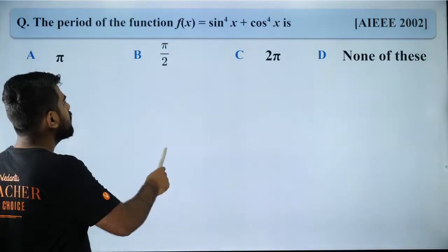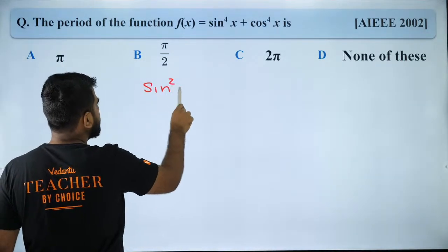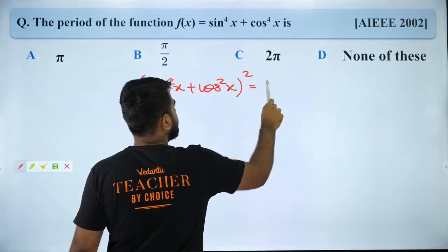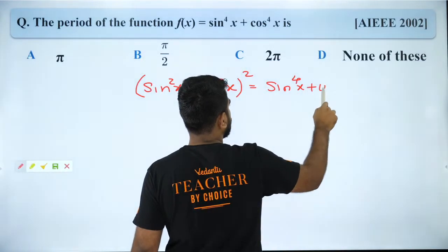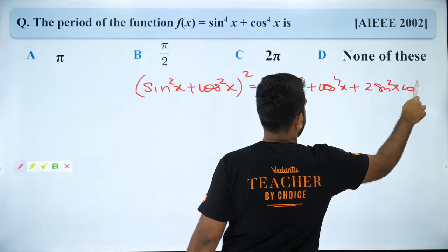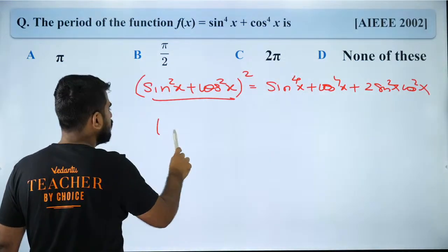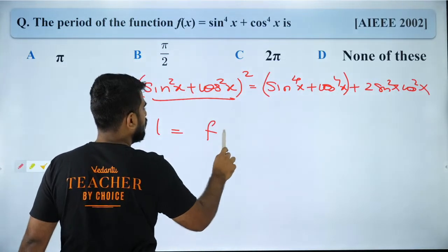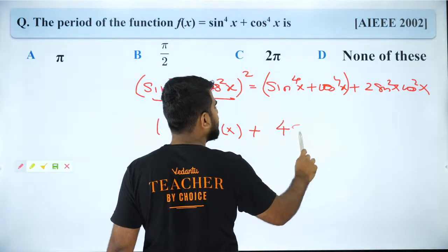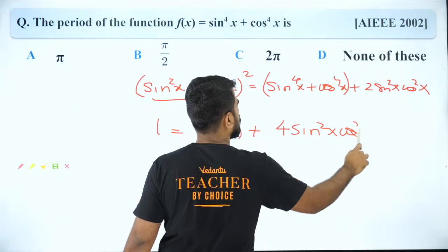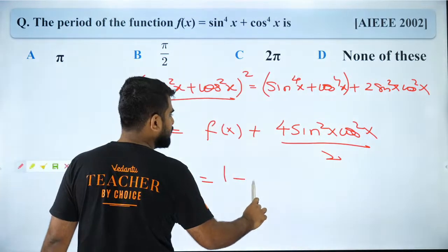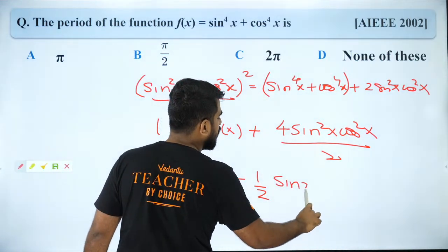So Vaibhav was close. Let me first expand sine square x plus cos square x the whole square. That is equal to sine power 4x plus cos to the power 4x plus 2 sine square x cos square x. So this is 1 and this is your f of x, plus 2 sin square x cos square x. I can write it as 4 sin square x cos square x by 2. So I can write f of x as 1 minus 1 by 2 sin 2x the whole square.